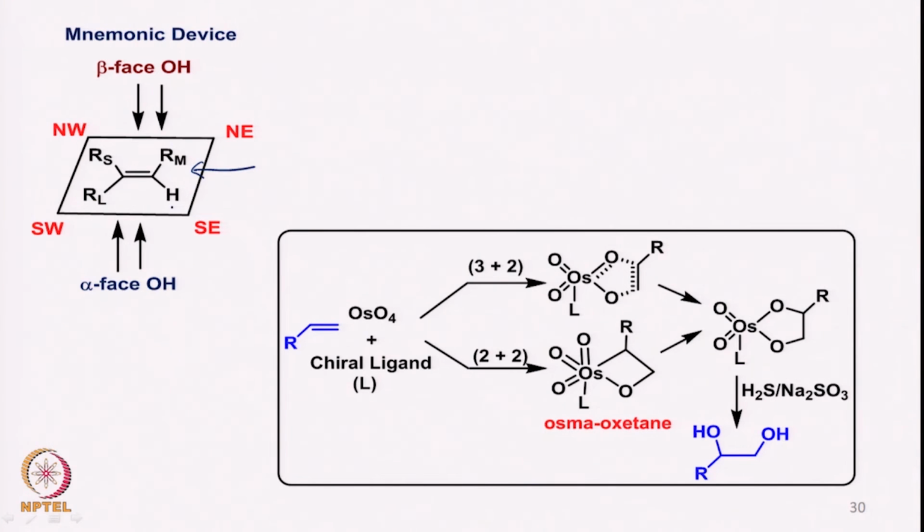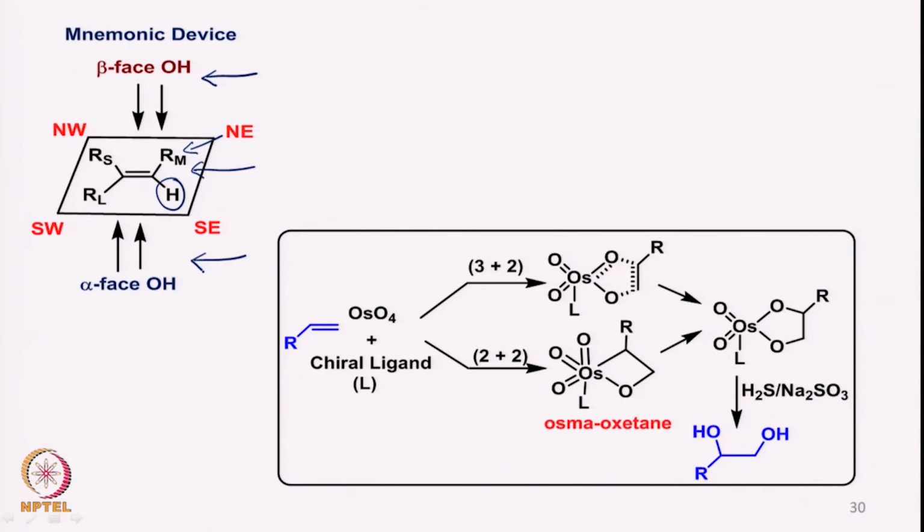If we can orient it in this particular fashion such that the small group is closer to the northwest side, the large group is on the southwest side, and the northeast side has the medium group and the smallest group is towards the southeast side, then the dihydroxylation occurs from the beta side, whereas in cases where AD mix alpha is used, you get the dihydroxylation from the alpha side.